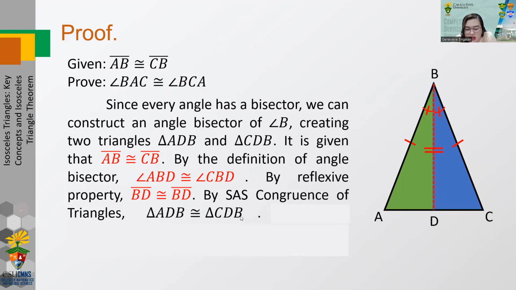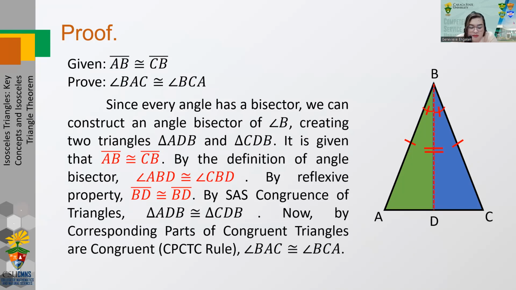So by SAS congruence of triangles, or by SAS postulate, we have triangle ADB is congruent to triangle CDB. Unsa man dayon? If they are congruent by CPCTC, or corresponding parts of congruent triangles are congruent, kini na dayon si angle BAC is congruent to angle BCA. Okay, naka-follow ra?